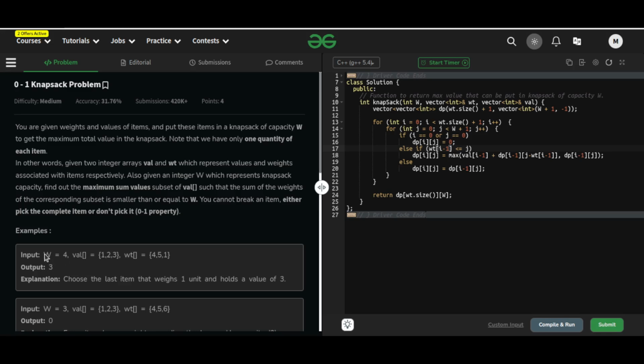So for instance, if the knapsack capacity is 4 and value and items are given by these arrays, then in such a case the maximum value which we will be able to fill in our knapsack is 3, and that is what we are returning over here. So that's about the problem statement, folks. Now let us discuss the solution of this problem.